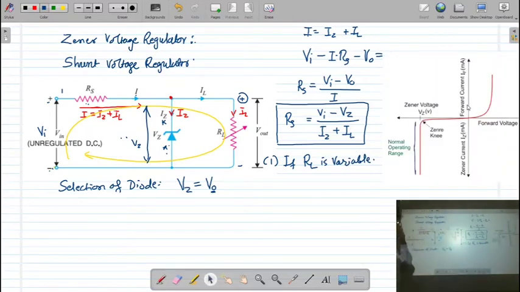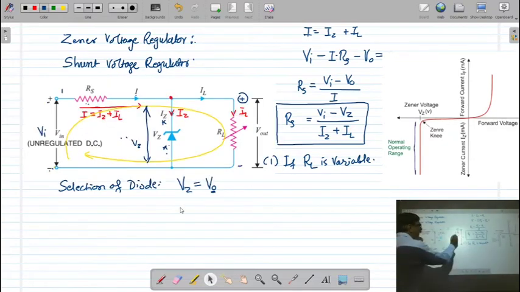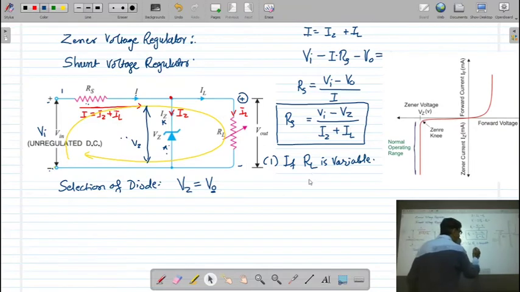Now to understand this, here also we will consider the characteristics of a Zener. Now, RL is variable means what will happen here? Due to this, the load current IL will also change. RL is variable means IL is also a variable.